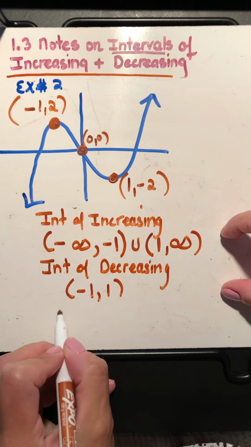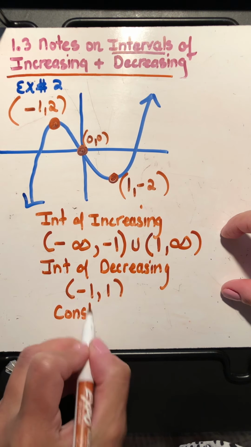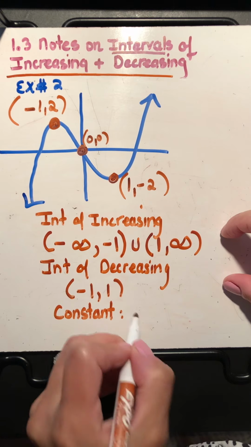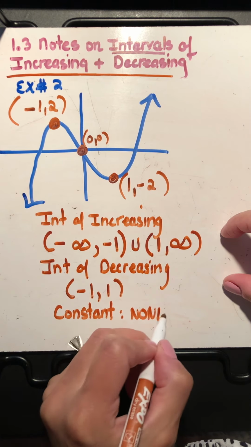Are there any constant intervals? Any places where the function is completely constant? The answer is no, and you can just write none if that's a question.